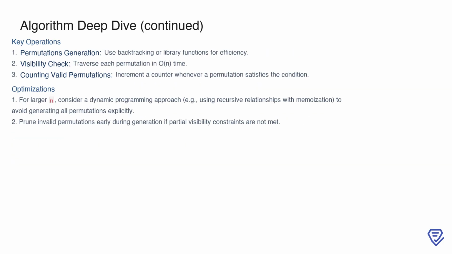Finally, let's summarize the key operations and discuss potential optimizations. The main operations in this brute force approach are generating permutations, checking visibility, and counting valid arrangements. Generating permutations can be efficiently handled using backtracking or library functions, while visibility checks involve a straightforward traversal of each permutation.